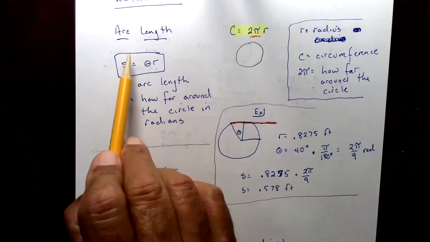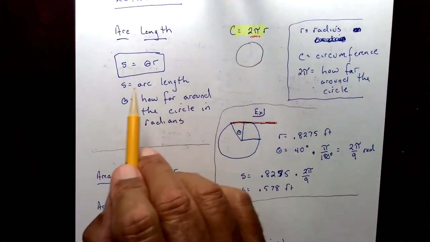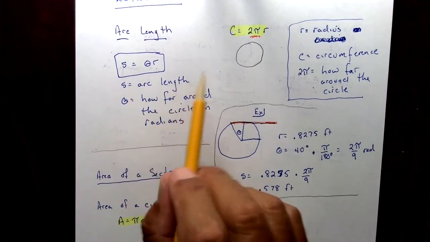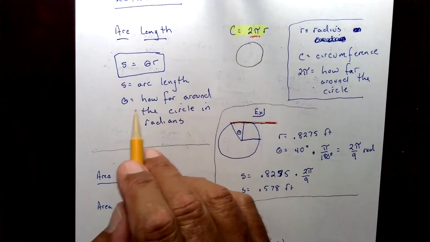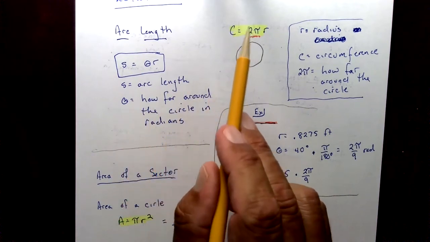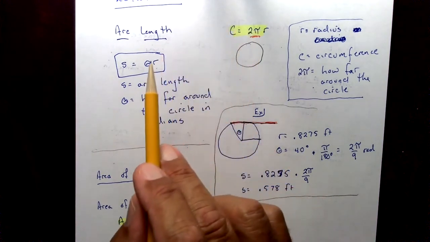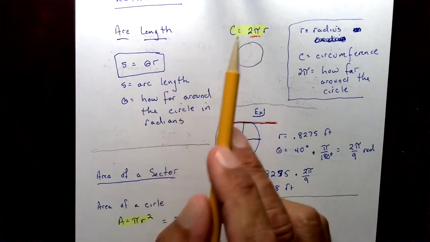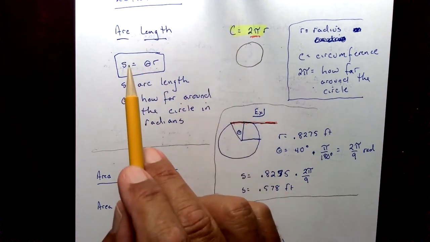So when I get ready to find the formula for arc length, S equals theta r, S is going to be the arc length. So it's like an abbreviated version of the circumference. Theta is how far around the circle in radians. That's going to be an abbreviated 2 pi. So instead of going all the way around, I'm going theta around. Instead of getting the circumference, which is all the way around, I'm just getting an arc length.